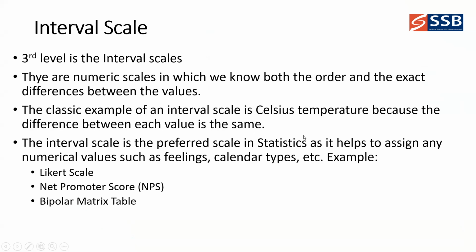Basically, the classic example that I can give you is temperature measured in Celsius. The difference between each value is the same. That is the reason why it is called an interval scale. Interval scales are the preferred scale in statistics basically. For example, when you are measuring the income of your respondents, it is an interval scale. You have a starting point and an ending point, and the difference between the starting and the ending has to be the same across the options, whatever you are giving.